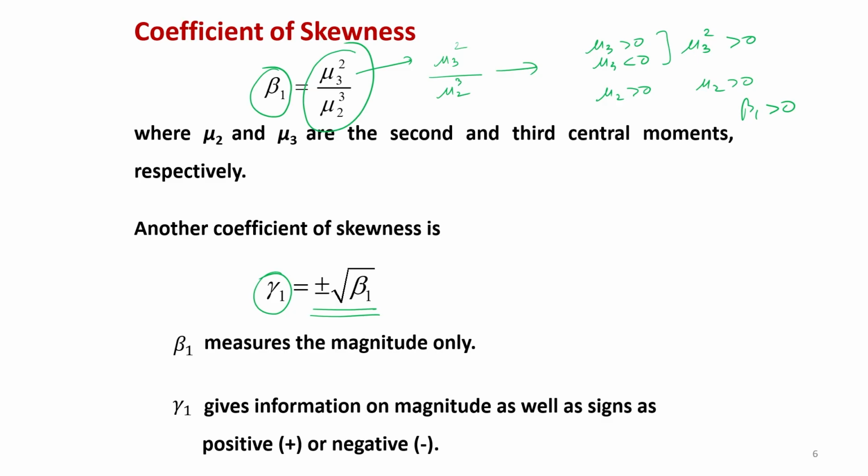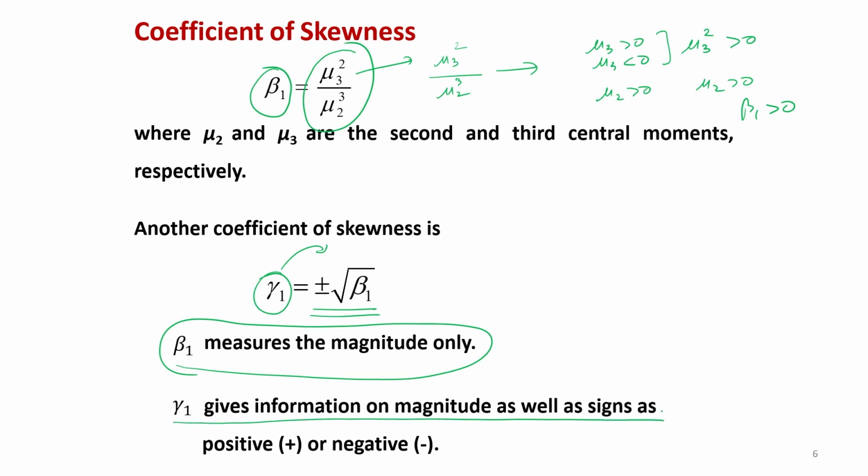So if there is a departure from symmetry on either the left hand side or the right hand side, then the beta 1 coefficient will not give us an idea about the direction or the sign of the skewness, whether it is positive or negative. Beta 1 gives us only the measure of the magnitude of this departure from symmetry, whereas gamma 1 is the positive or negative square root of beta 1. So it can take positive and negative signs. Gamma 1 will give us information on the magnitude as well as the sign, positive or negative.